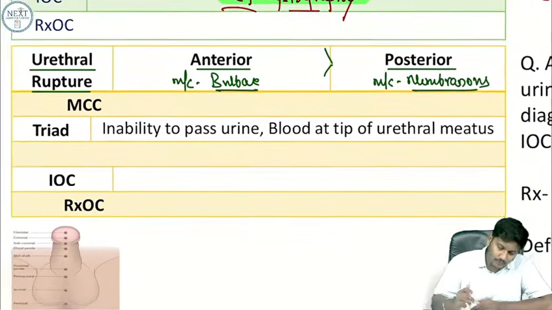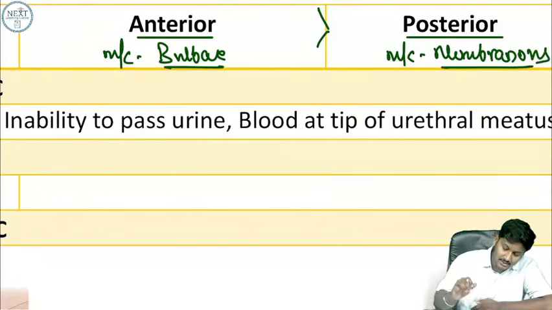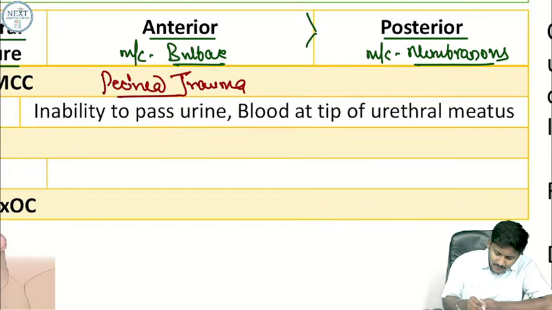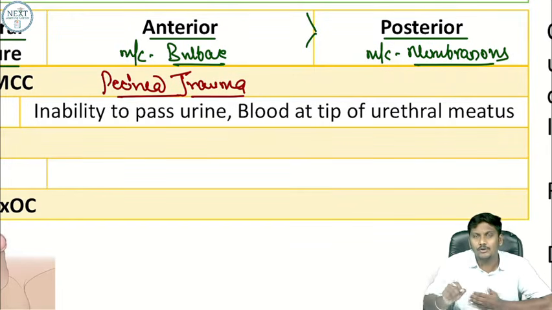Important, beta, we know that anterior urethral rupture happens due to a perineal trauma. Now for perineal trauma, what they can give you a history of, first, they can say the person has definitely stepped on a loose manhole cover.